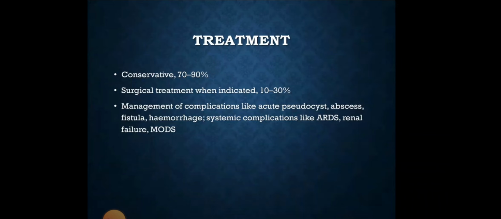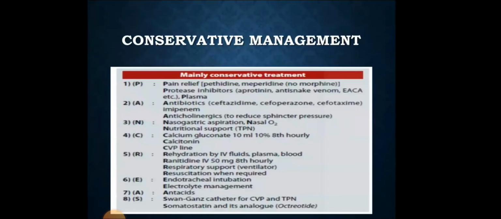And there are certain complications like acute pseudocyst, abscess, fistula, hemorrhage, etc. And according to the development of complications, we have to manage the complications also. And in the conservative management, mainly it is the pain relief. To control the infection or inflammation, we can go with antibiotics, then anticholinergics, that is to reduce the sphincter pressure. That is due to the increased sphincter pressure, there will be more of secretions, and that can lead to pancreatitis. So for that, anticholinergics can be given.